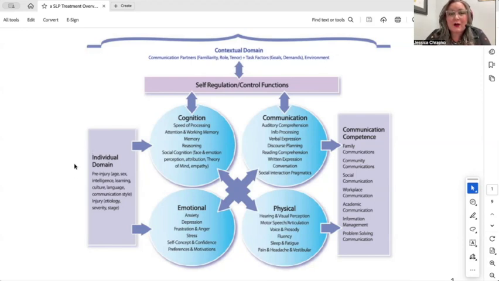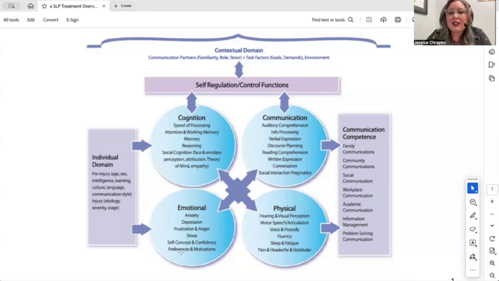Speech pathologists also have to consider the individual domain. How old was the person at the time of the injury? What is their culture, their communication style? What kind of injury did they have? Where are they in their stage of recovery? These four circles are all intertwined. You can see there are arrows pointing in every direction. It's because they are all linked together.